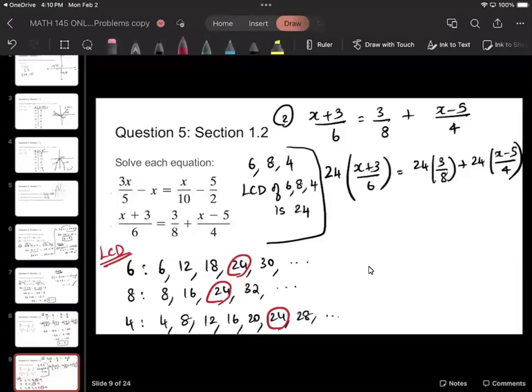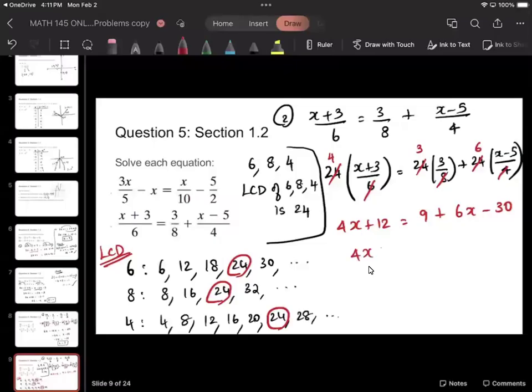Okay, so then what happens? The 6 goes into 24 4 times, 8 goes into 24 3 times, 4 goes into this 6 times. Then you distribute. So here is where you have to be careful. You have to distribute the 4 with both the x and the 3. So you have 4x plus 12 equals 9 plus 6x minus 30.